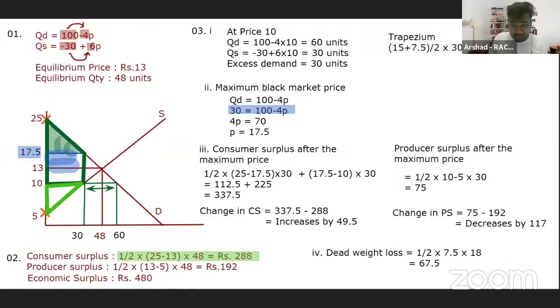Okay, done. This is your calculation. This could be an 8 or 10 mark calculation that might come in your paper this year because it has not been tested so far.